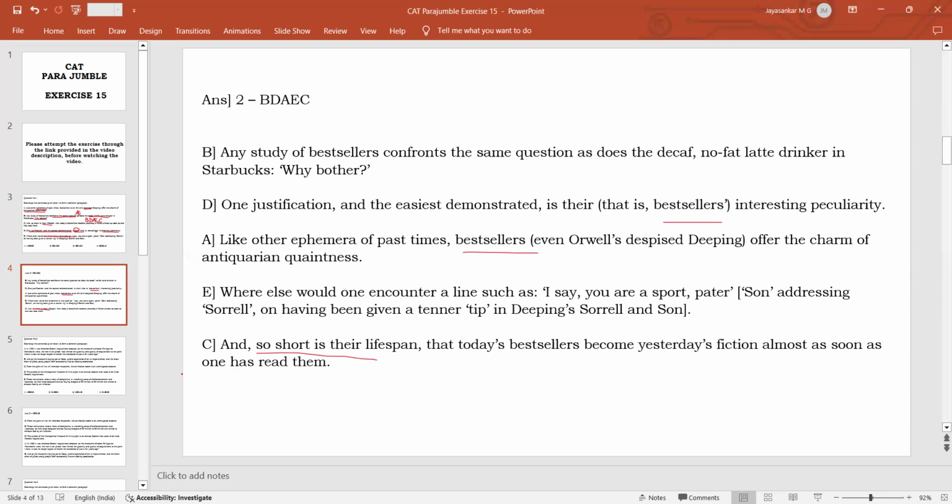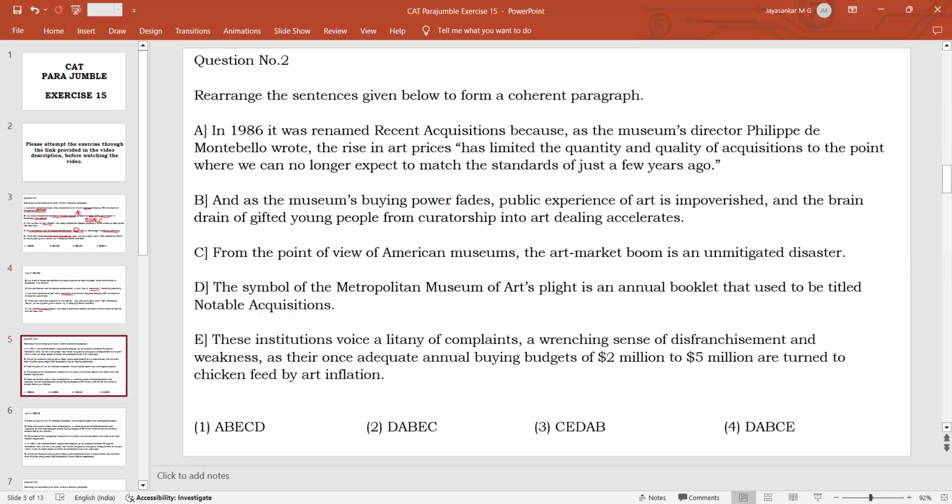Which is your answer, option two. This will be the sequence. Now go to the next question.